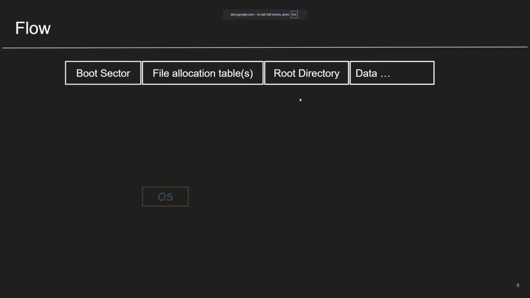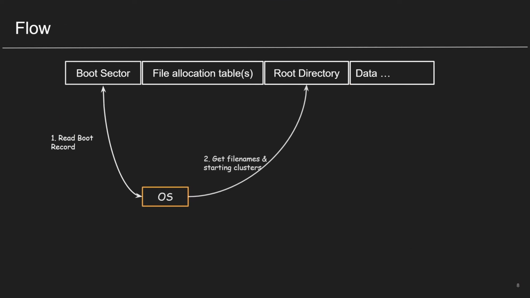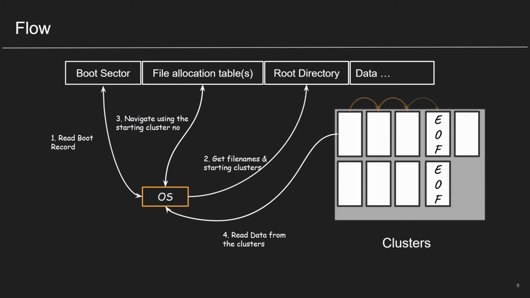So to recap, the OS reads the boot sector to understand the disk layout. It then looks into the root directory to find the file's name and its starting cluster. Then it uses the starting cluster to navigate the file allocation table, jumping from cluster to cluster until it hits the end of the file, reading the actual data from the data area along the way. Simple but effective. Alright, enough theory.